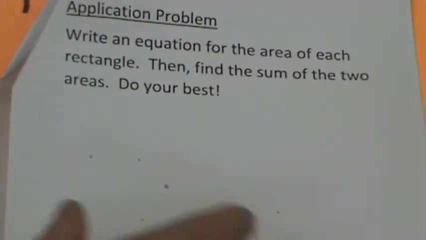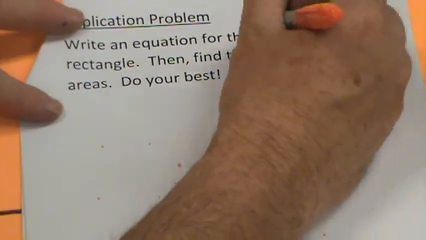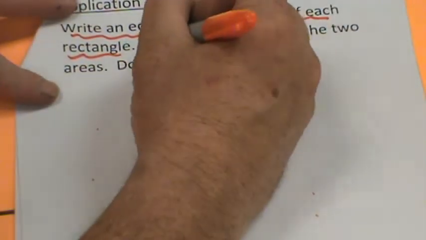So we have an application problem. And we have to do a little drawing on this one. It says write an equation for the area of each rectangle. Then find the sum of the 2 areas. So we're going to write an equation for the area of each rectangle. That means we're going to be drawing 2 rectangles. Then find the sum of the 2 areas and do your best.